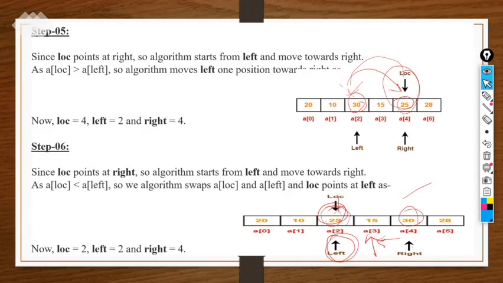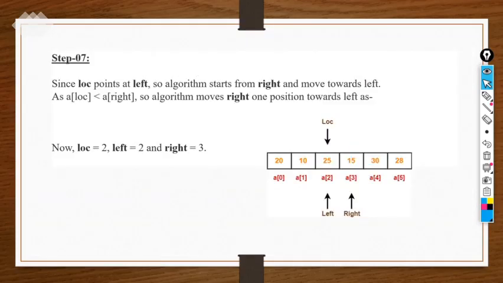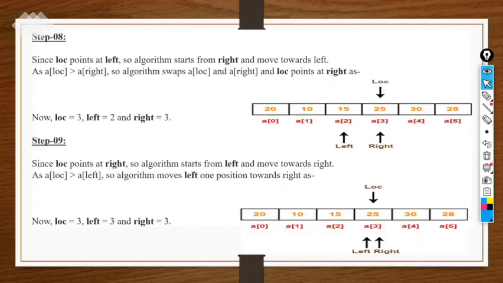Now this right will move over here. Now we will compare this 25 and 15. It should be greater than 25. Is it? No. Now again there is a need to interchange. If we compare these two values, it is less than, but it should be greater than because it's present on the right-hand side of the LOC element, the pivot element. So we will interchange it. 15 will come here, 25 will come here. Along with the 25, our LOC pointer also moves here.